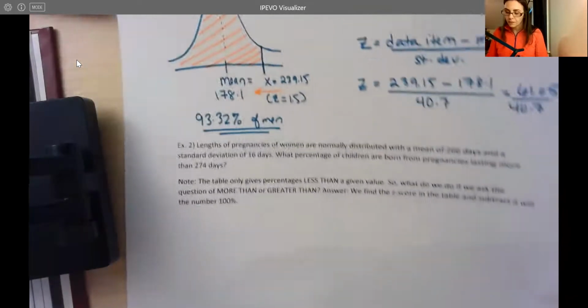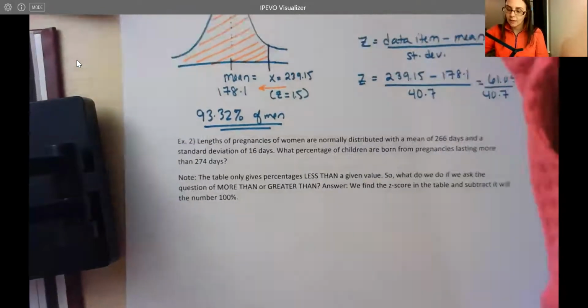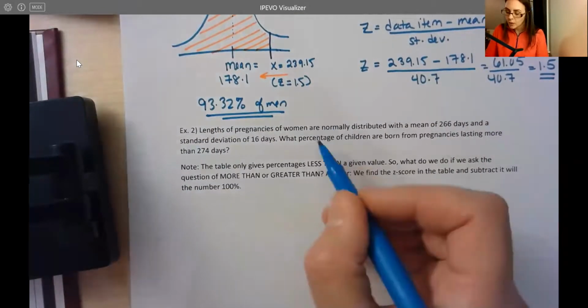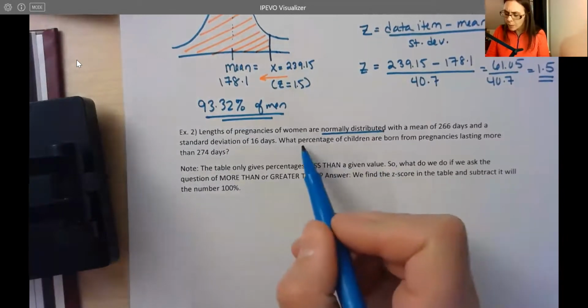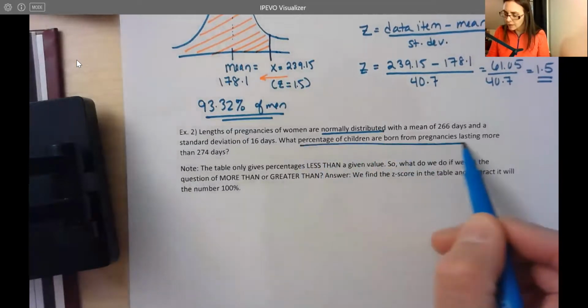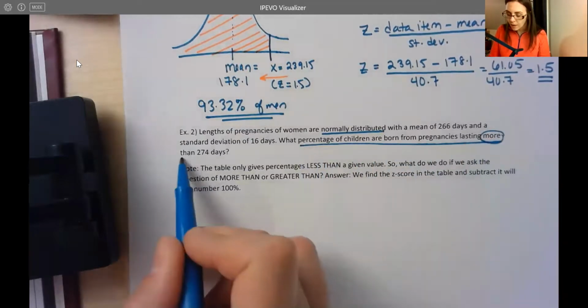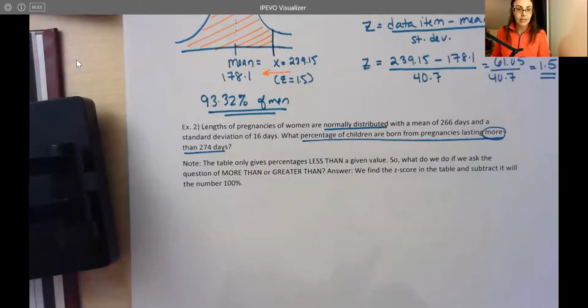All right, let's try another one. So this one looks at lengths of pregnancies in women, and they are also normally distributed with a mean of 266 days and a standard deviation of 16 days. What percentage of children are born from pregnancies lasting more than 274 days?